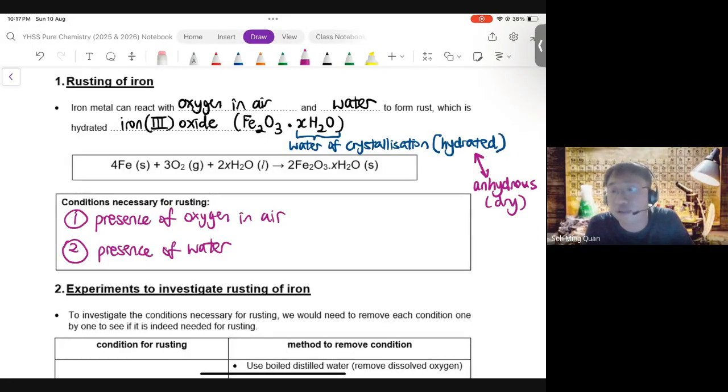So for example, in Singapore, Singapore's air is really humid. Humid air means it has a lot of water vapor. So the water vapor in the air is sufficient as well to cause rusting to occur.